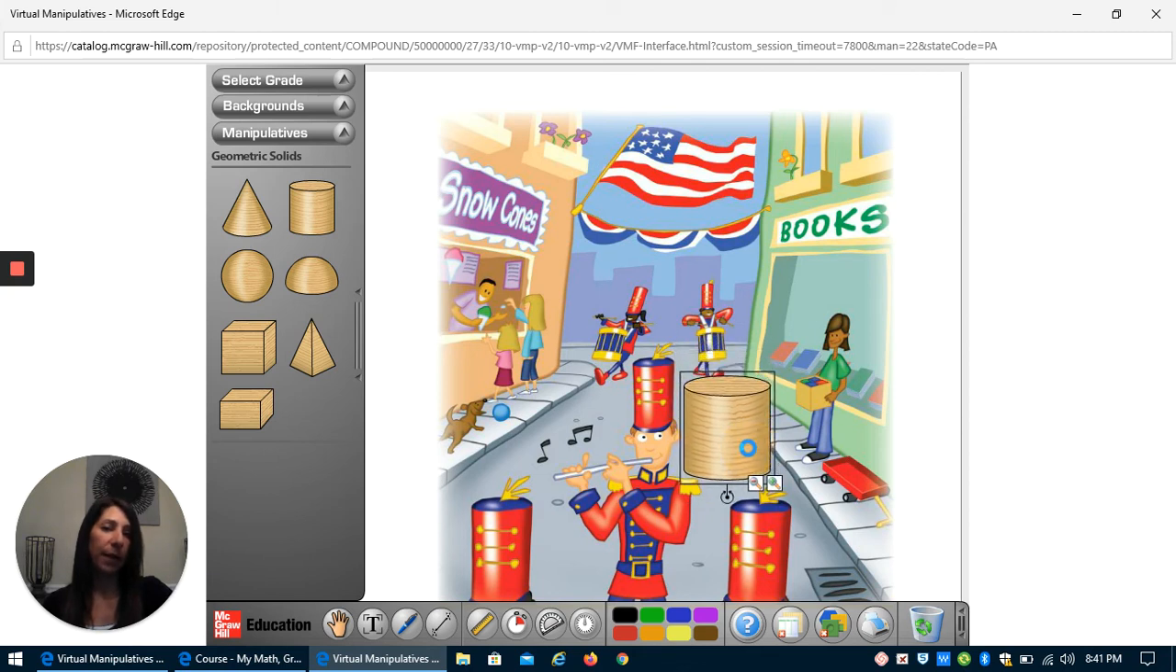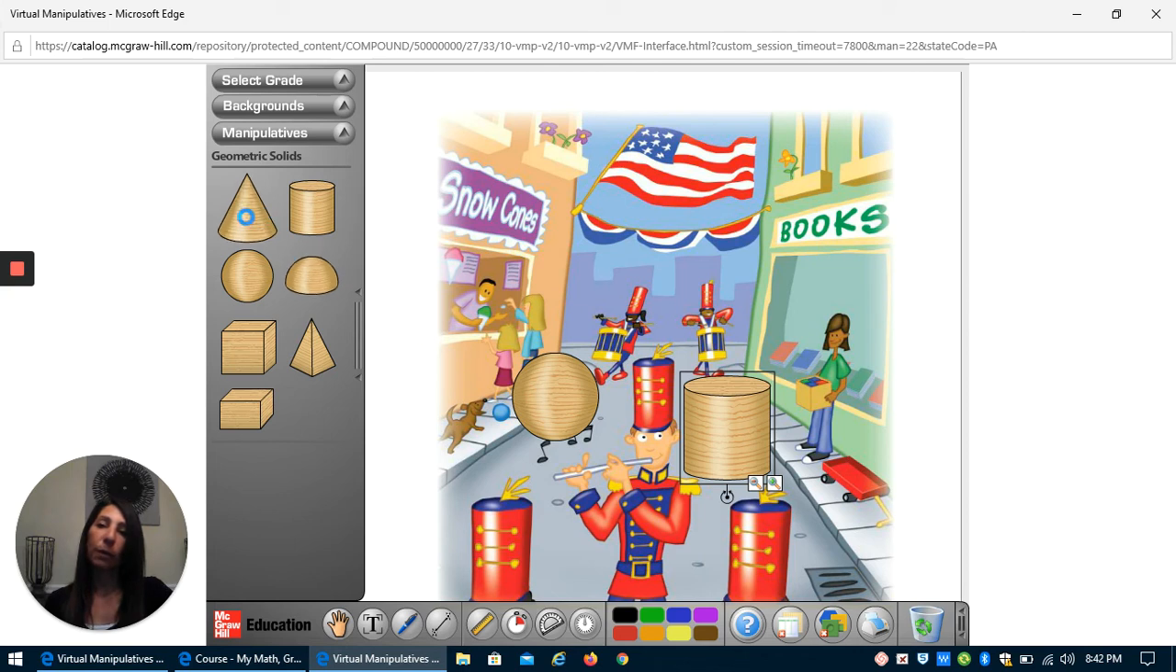And if I move it down right behind here, we can see the drum. So we have the hat and the drum that both look like cylinders. Let's go to the sphere. So what can you find in this picture that looks like a sphere? Great, it's the ball. The dog is chasing the ball. So I'm going to put the sphere right there next to the ball.